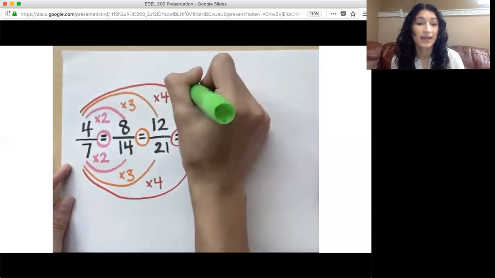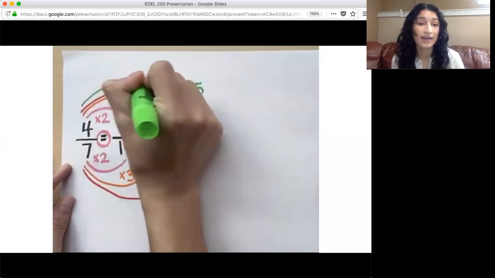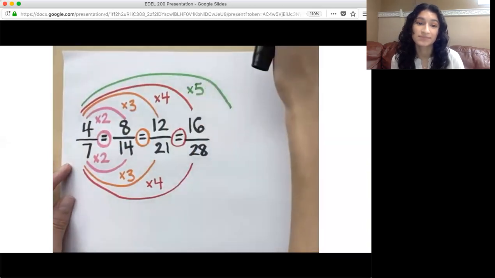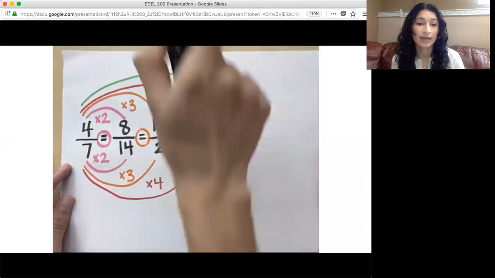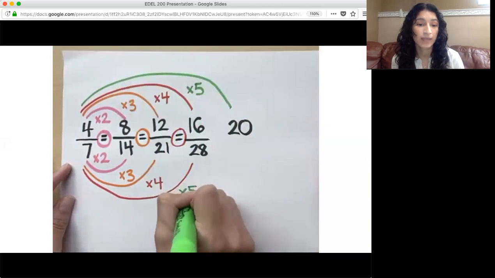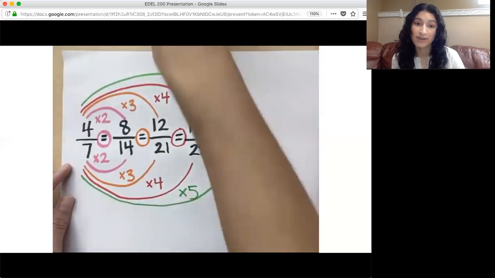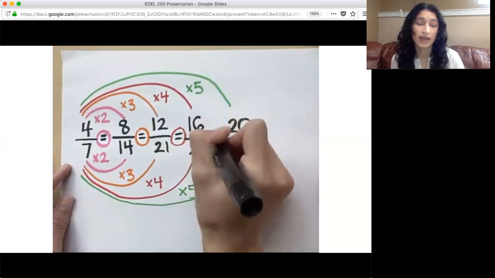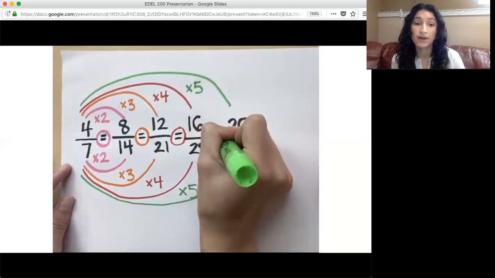And getting even bigger, times 5. 4 times 5 will give me 20, right? And so we're going to write 20. And at the bottom, again, times 5. 7 times 5 gives us 35, correct? And I'm going to write the equal sign showing that 16 over 28 is also equal to 20 over 35.